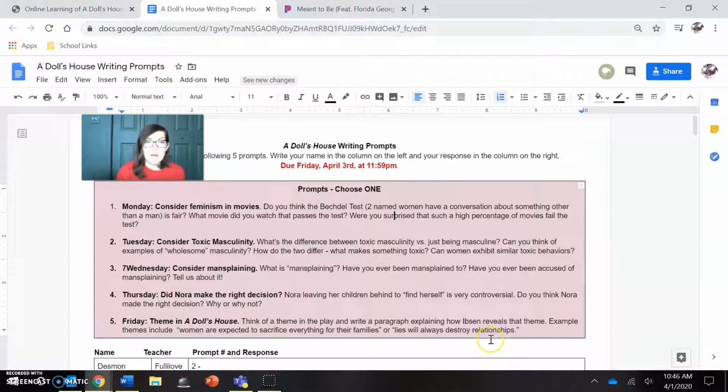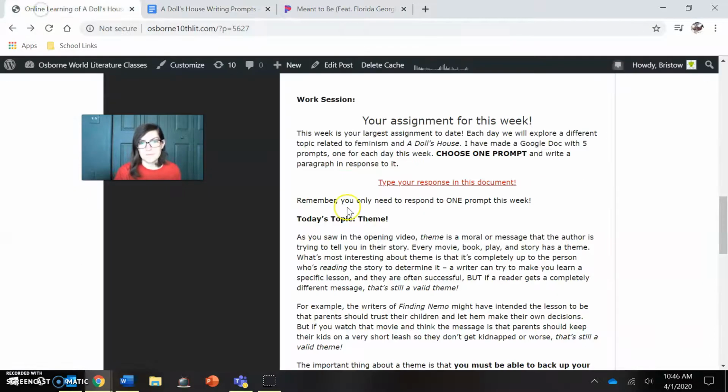You can choose any of these prompts, and you only have to choose one, but you do have to choose one and write a paragraph about it by the end of the day today, so please don't forget to do that. That's been your only assignment this week.